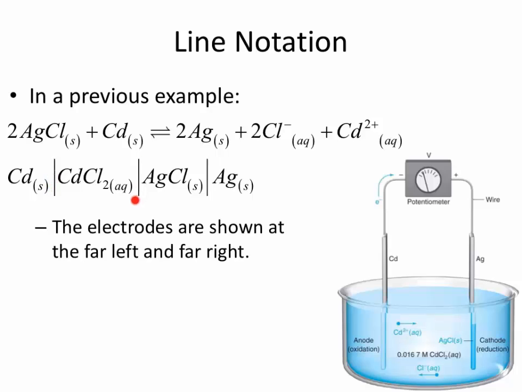And now we have another phase boundary with our silver chloride, and that was in the solid phase as well. Over here, remember that was stuck onto the outside of our silver cathode. And then there's another phase boundary with the solid silver. Now remember, there's a phase boundary here because our cathode is solid silver, and then stuck to that we have our silver chloride. They're not mixed together, otherwise this phase boundary wouldn't be there. And note here that the electrons are shown at the far left, that's our cadmium solid over here, and the far right, that's our silver solid over here.